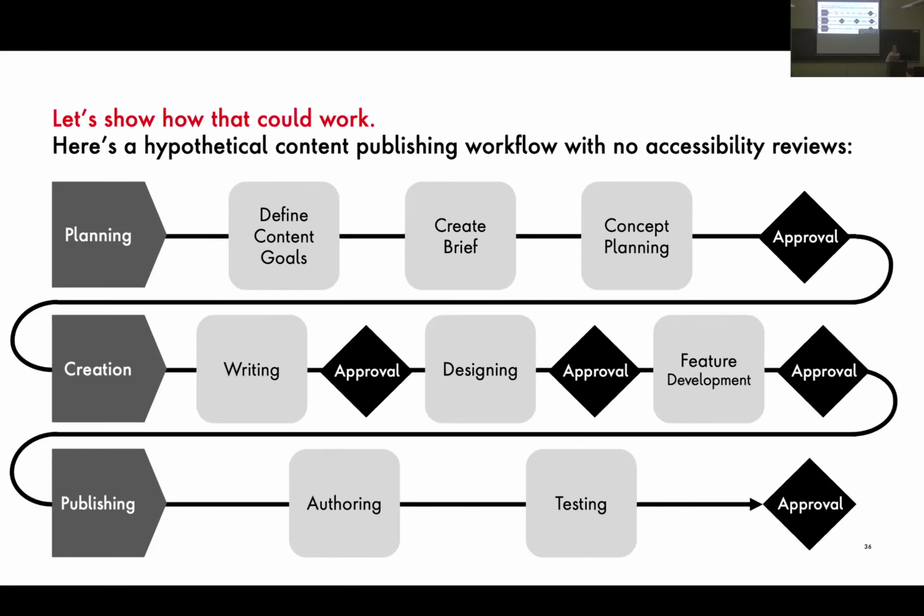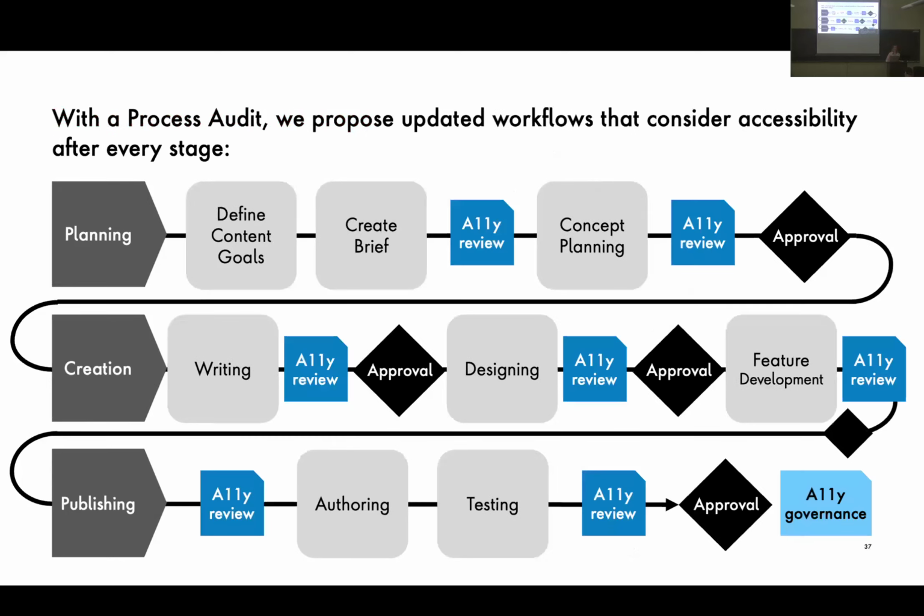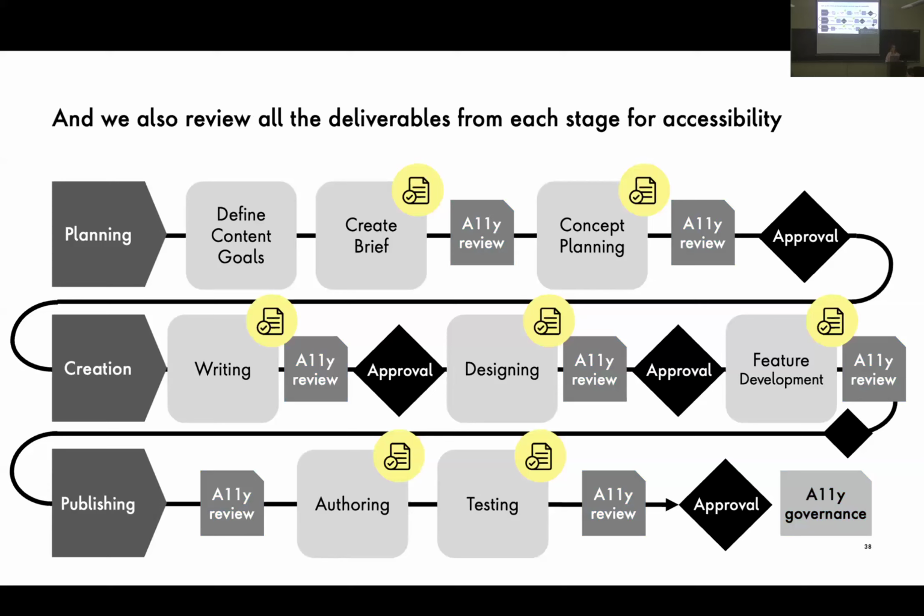I'm just going to go back. Previously, these are all the same activities, but now I've kind of squished them off to the side and added all of these different accessibility reviews. But that's not all that we do. We also review all of the deliverables from each stage for accessibility. And this could be the deliverable template, and then also examples of the deliverable, as it's moving through the process.